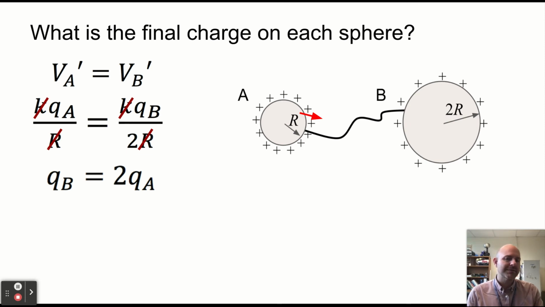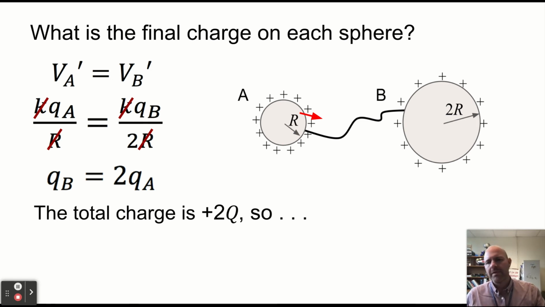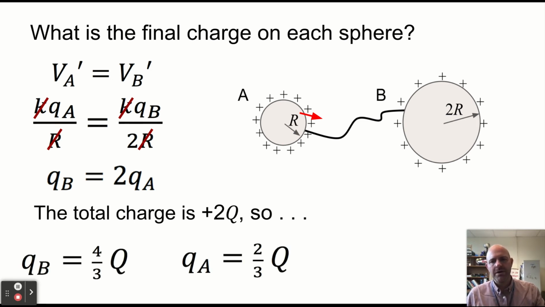And that, I think, makes some sense, right? If the charge is spread out as evenly as it can be on these two spheres, then it makes sense that the smaller one would have less charge. Before, they both had the same charge, and that meant A had more potential because it was more densely packed. Total charge is positive 2Q, which is what we had, where we had Q on one, Q on the other to begin with. So if you have 2Q and one of them has twice as much, we've got 4/3 Q and 2/3 Q on the other.